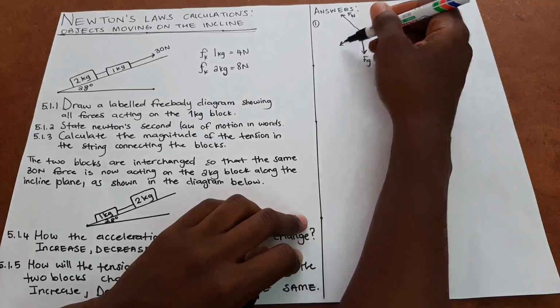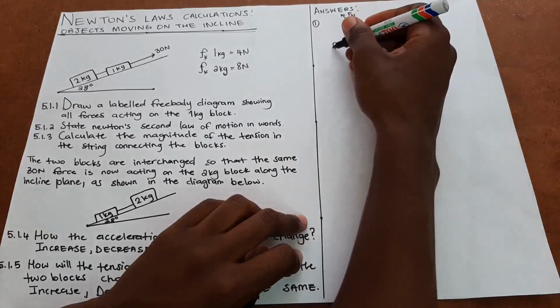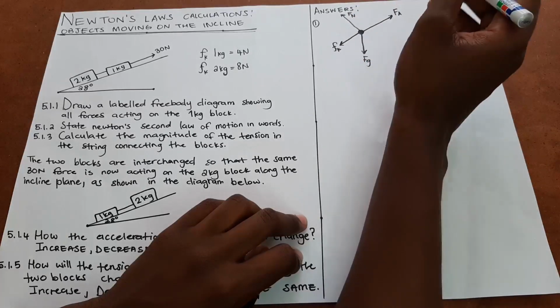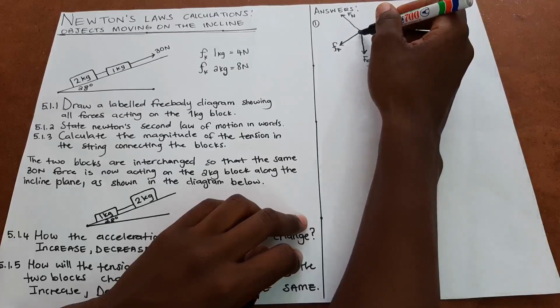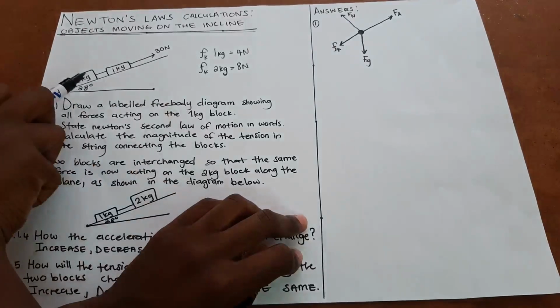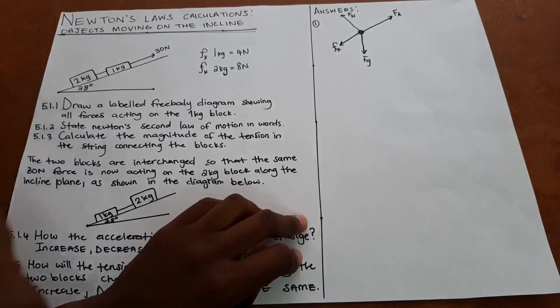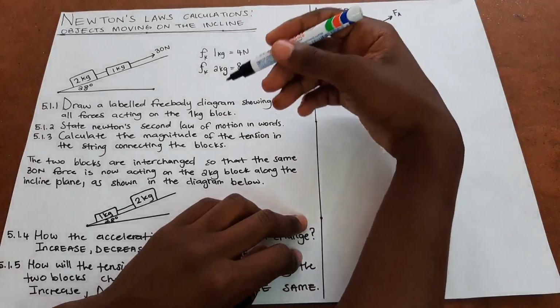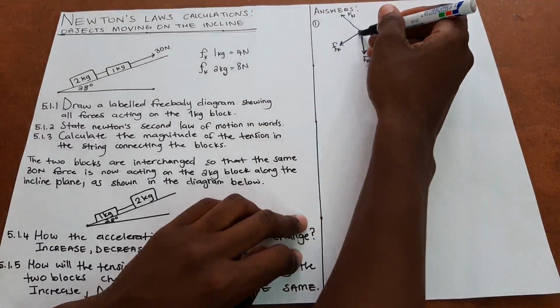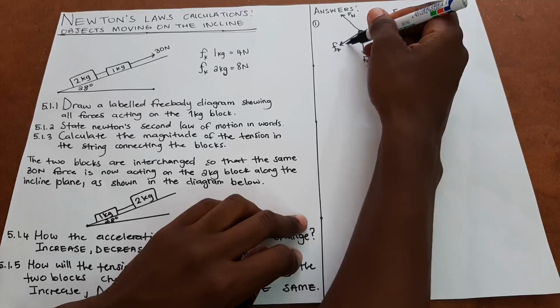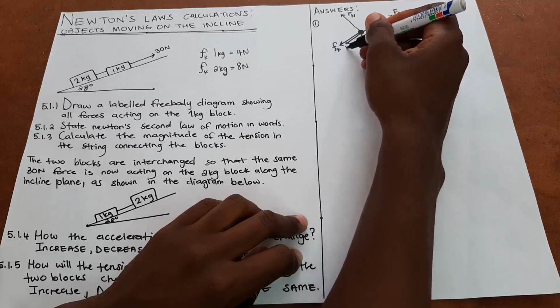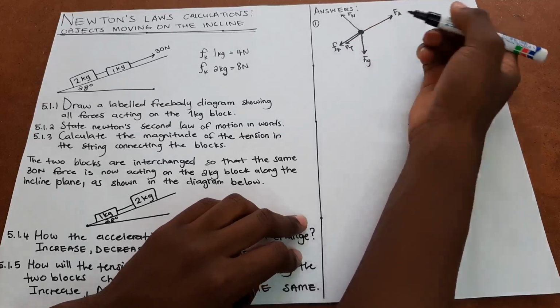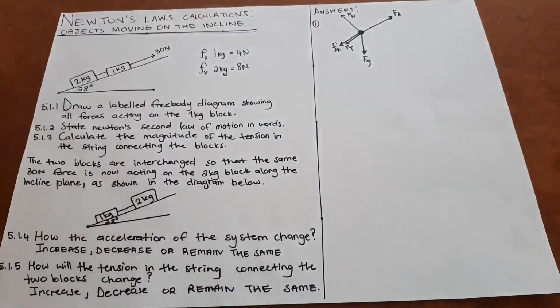This becomes the kinetic frictional force, and again on the very same side we have a tension force, the tension force of the 2 kg block on the 1 kg block, pulling it backwards. So that's how it goes for our free body diagram.